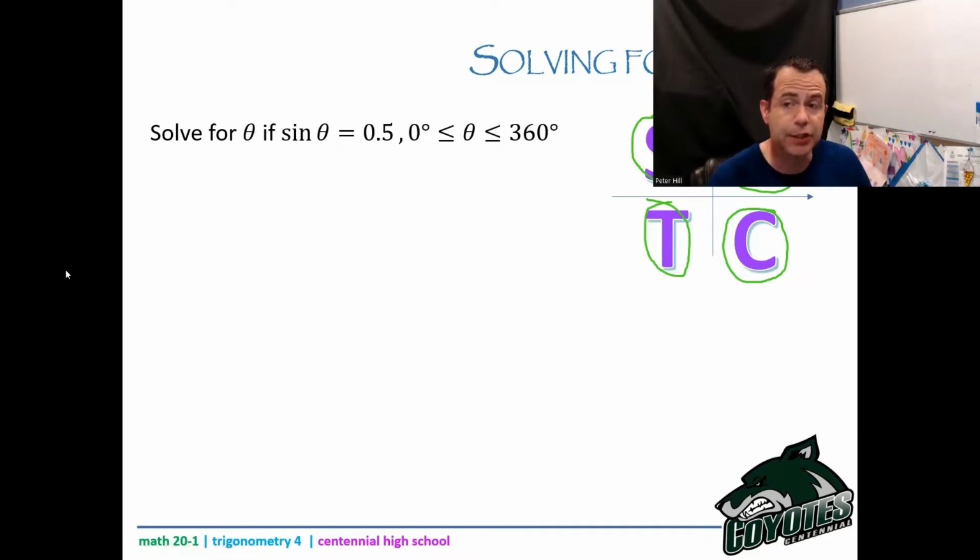Some teachers teach the CAST rule as "all students take calculus," which, by the way, if you haven't registered for calculus, is a great thing to register for. You should talk to your guidance counselor and make sure you're taking calculus in grade 12.